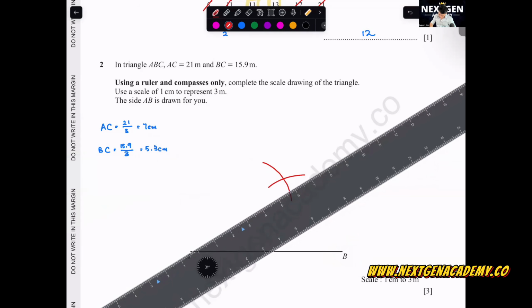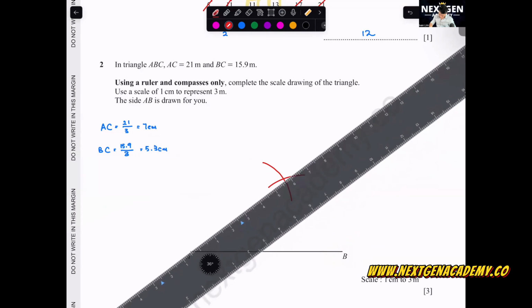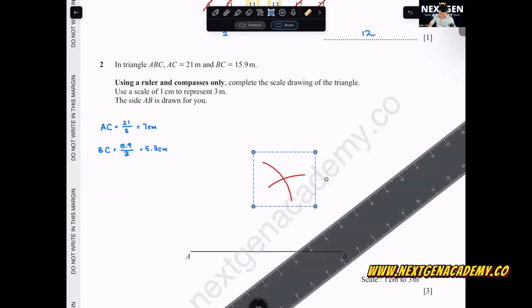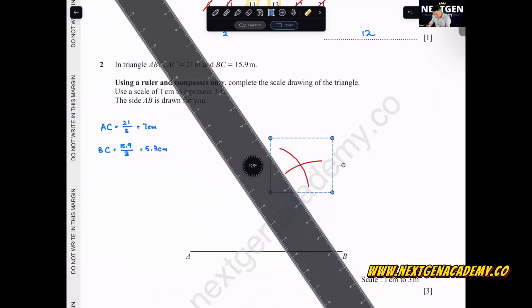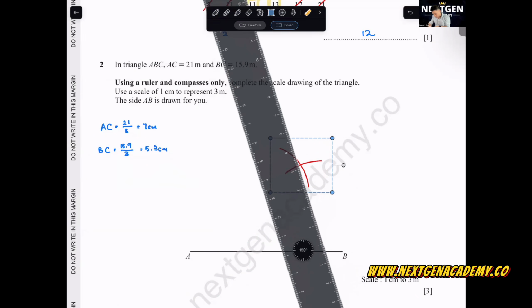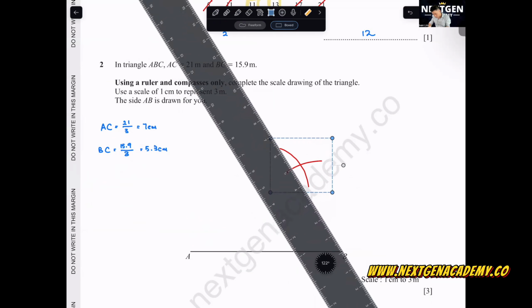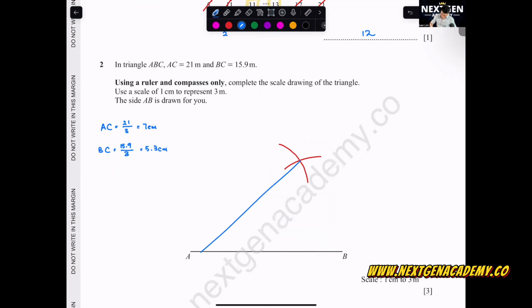You take your ruler, 7 cm. 7 should be around, maybe a little bit further. This one 5.3. You all don't do it like that, because you can measure properly. Mine here, I can't really measure, so for 5.3, the estimate is around here. Then you take your ruler, you draw, connect, and then label here C.